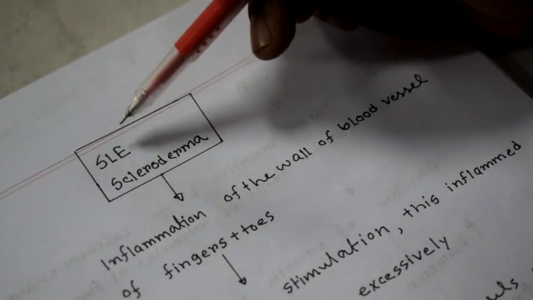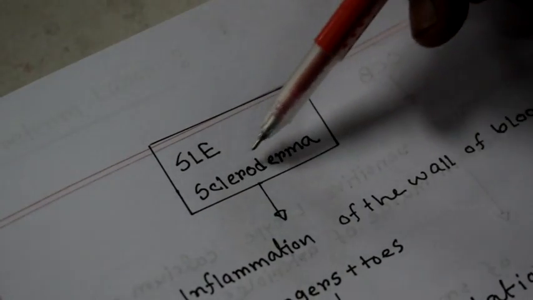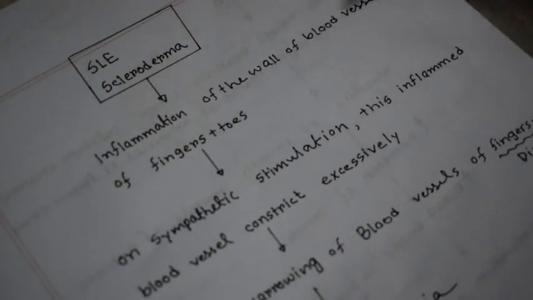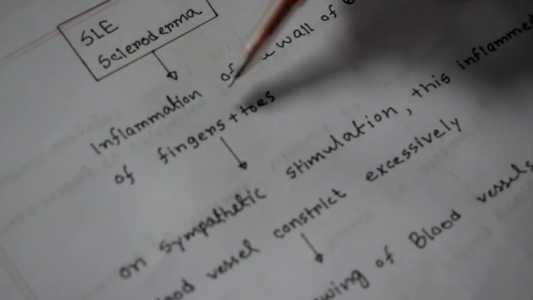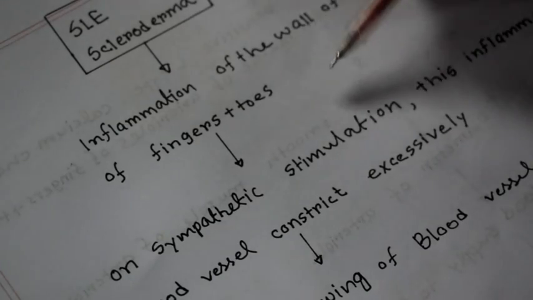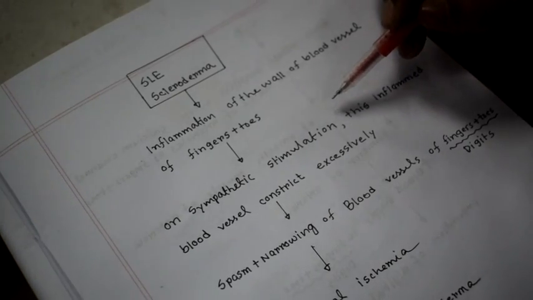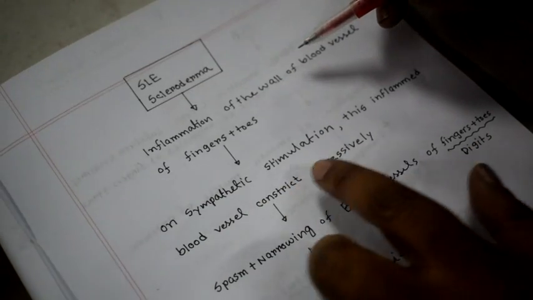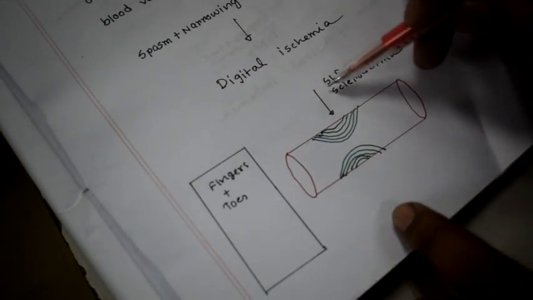Second, in some disease processes, like SLE, systemic lupus erythematosus, or systemic sclerosis or scleroderma, there is inflammation of the wall of the blood vessels, particularly of the fingers and toes. These inflamed blood vessels constrict excessively upon stimulation by the sympathetic nervous system. So there is excessive narrowing of the blood vessels of the fingers and toes in SLE and scleroderma.